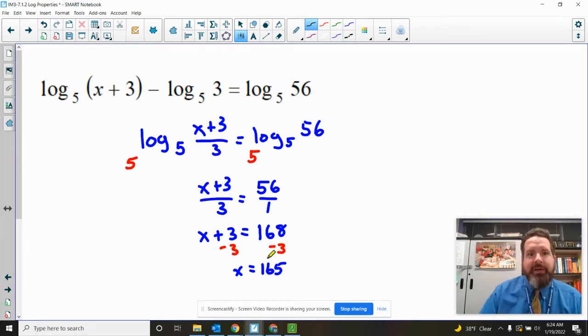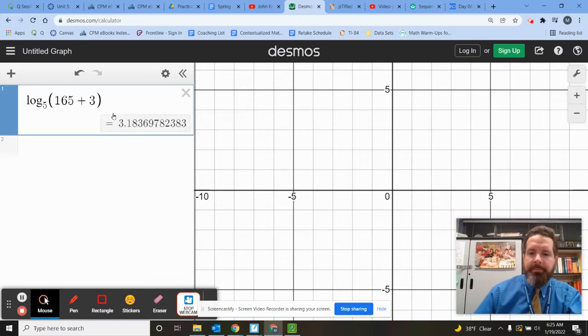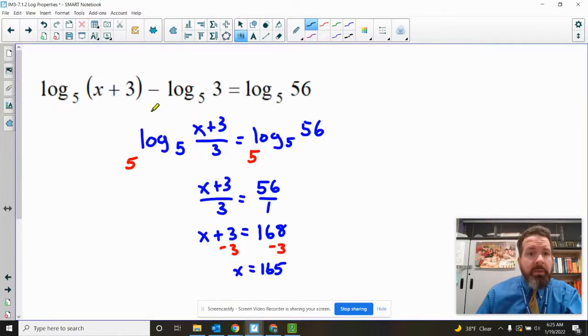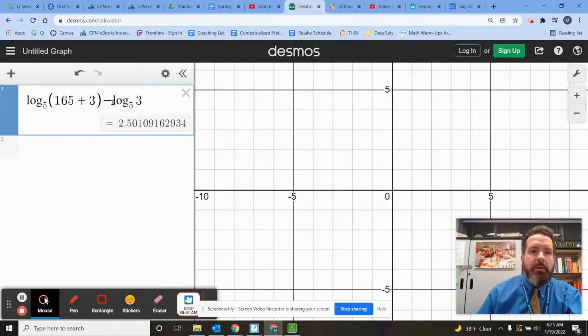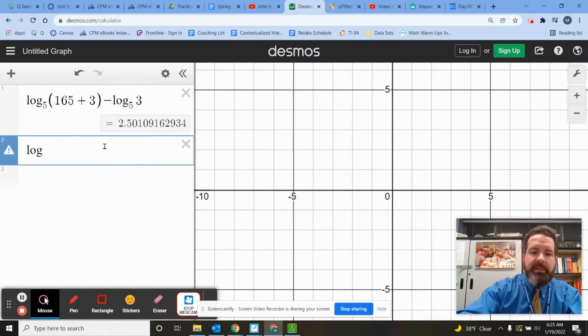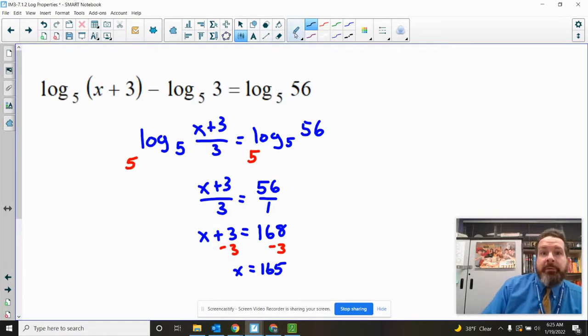Okay, so I'm finished. I'm going to now do a check. So no negatives. And then actually run this through a calculator, do a full proper check. So I think log base 5 of 165 plus 3, minus log base 5 of 3. Okay, and then let's just make sure that that's also log base 5 of 56. Are they the same? They are the same. All right, so we've done good. That is a solution, and we're good to go.